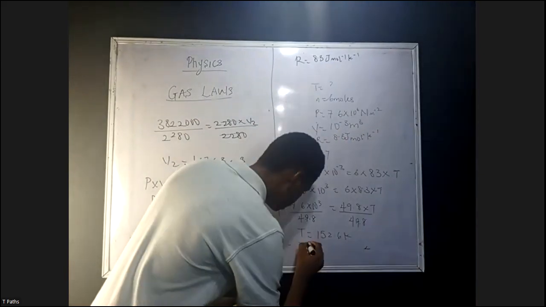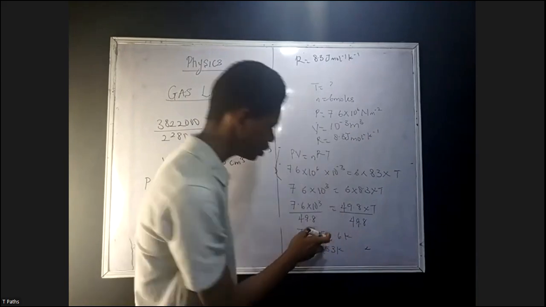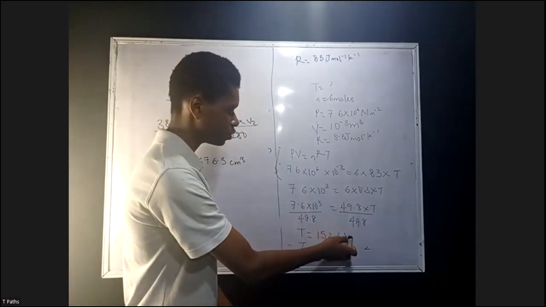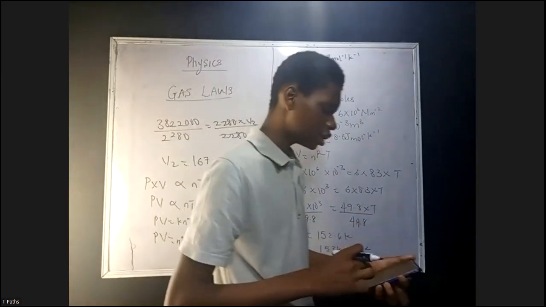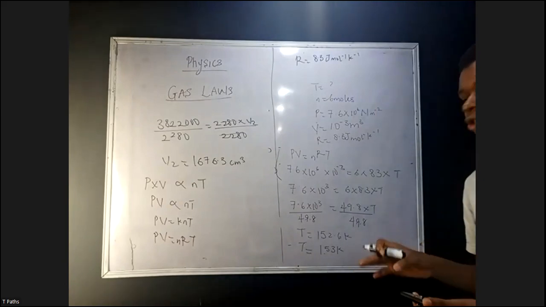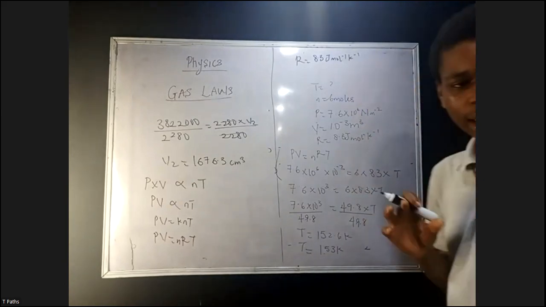So I'll say T is equal to 153 Kelvin. That's converting this to a whole number. This is a number greater than 5, so I can approximate it. It becomes 153 Kelvin. Now I'm checking the option that correlates with my answer, option C. So the answer here is 153 Kelvin, and that is option C.